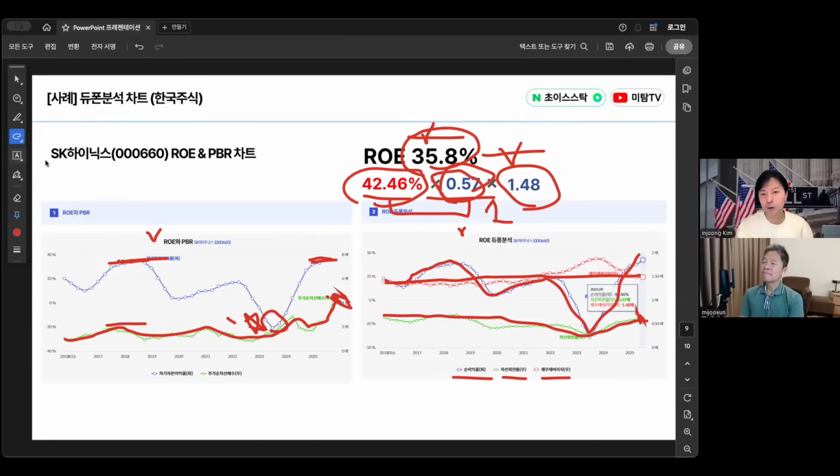So I'll go to the website and explain how SK Hynix and Samsung Electronics are different, and later I'll show you the same thing for American companies.